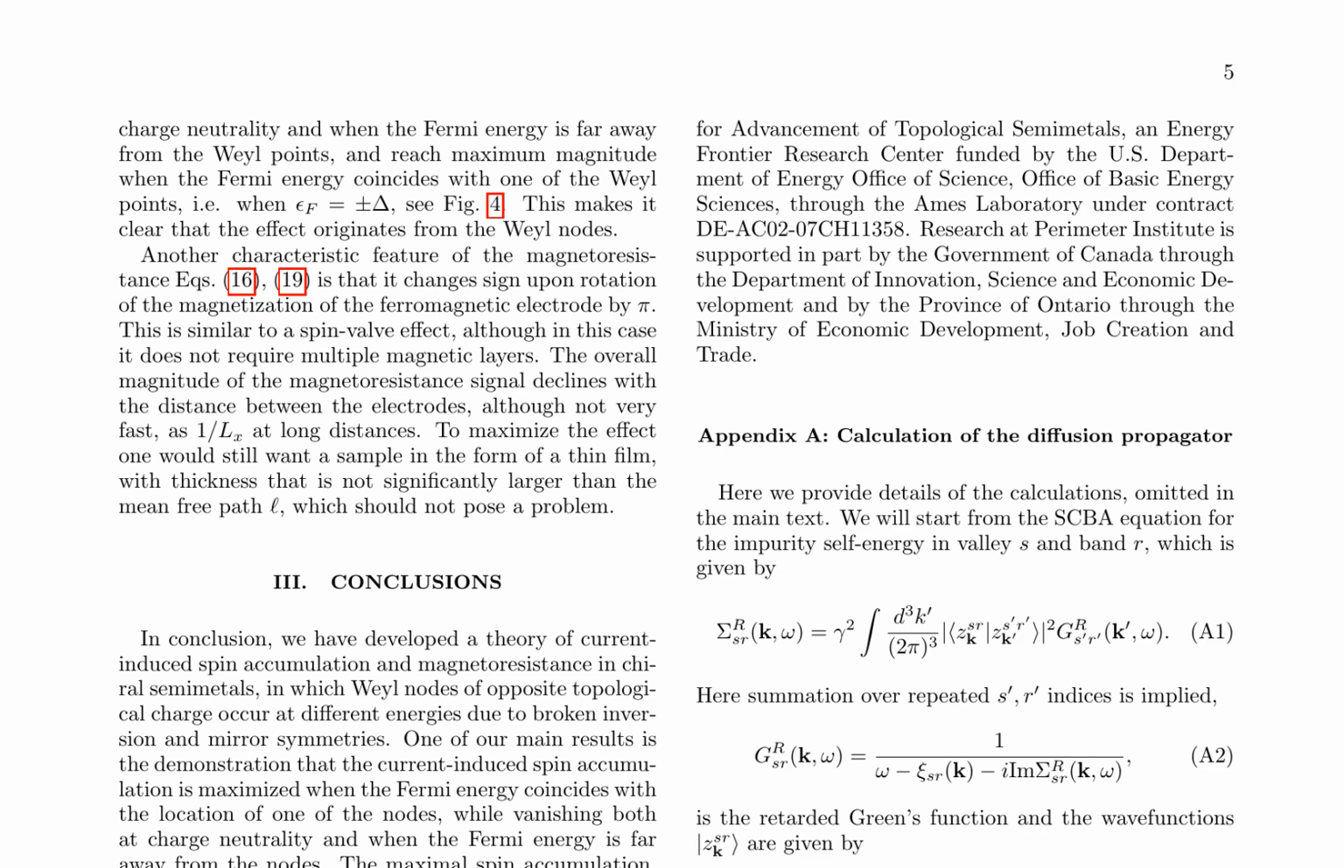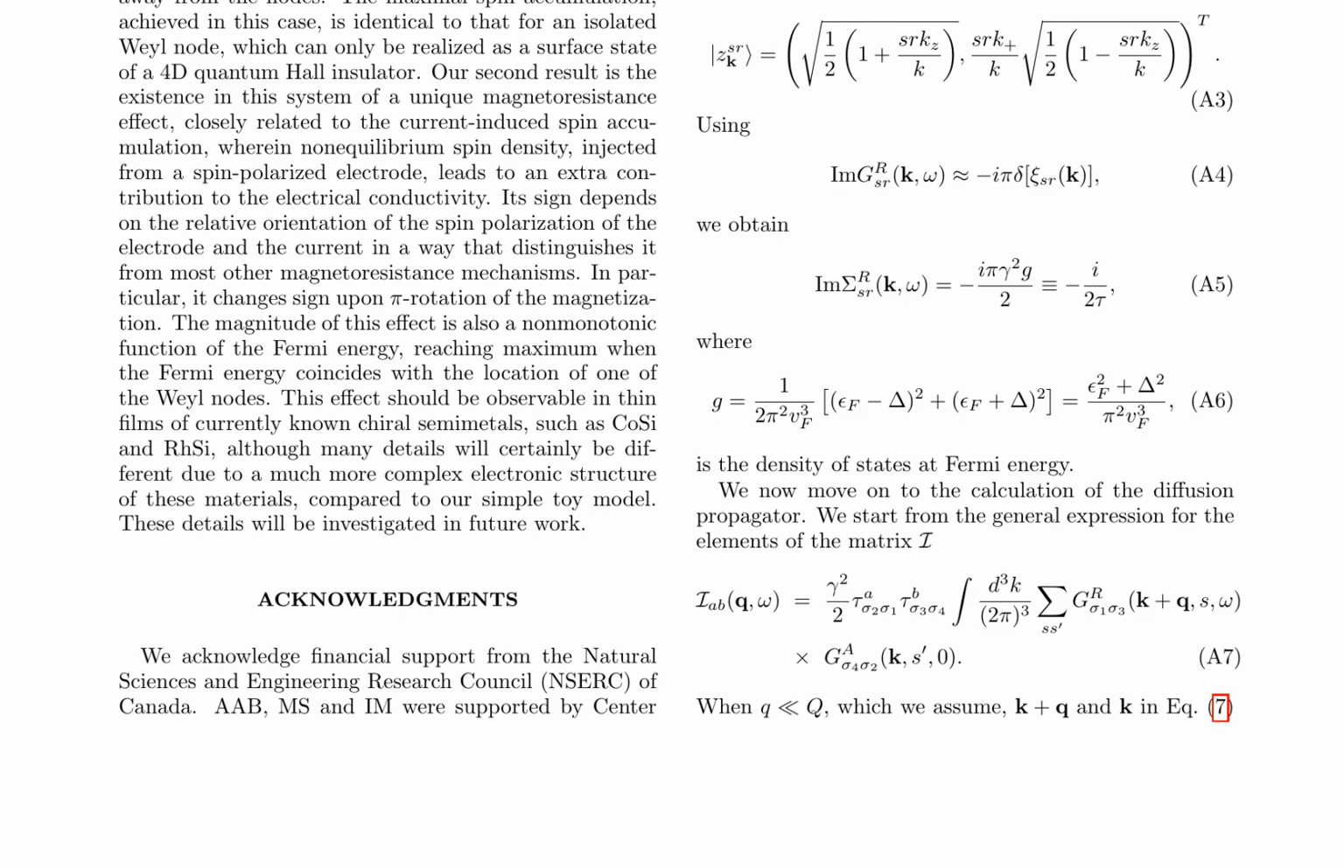The non-monotonic behavior of these phenomena as a function of the Fermi energy is a key finding, with maximal effects observed when the Fermi energy aligns with the location of one of the Weyl nodes. This can be achieved in thin films of chiral semimetals such as CoSi and RhSi.